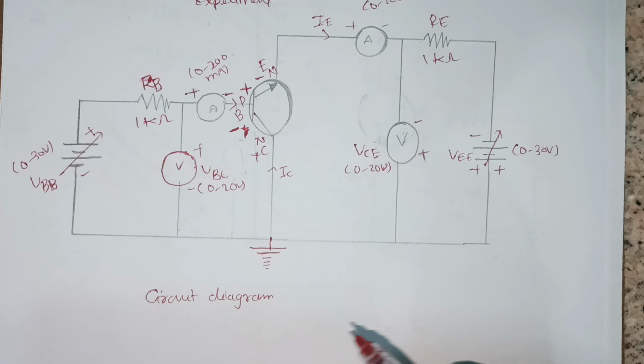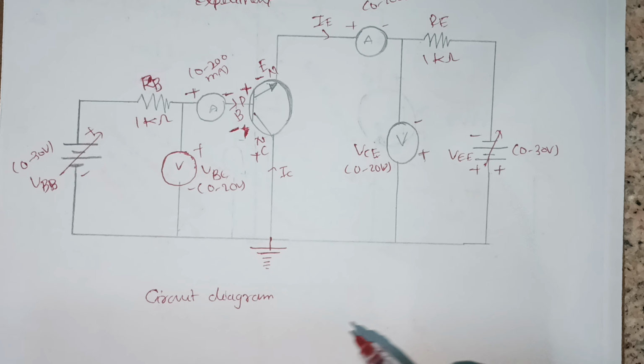Here, 0 to 30 volts of VBB is used. VBB means RPS, and RPS means regulated power supply. The arrow shows that it is a variable power supply. Variable means it can vary from time to time as we wish. We can vary the voltage from the voltage source, here from 0 to 30 volts.